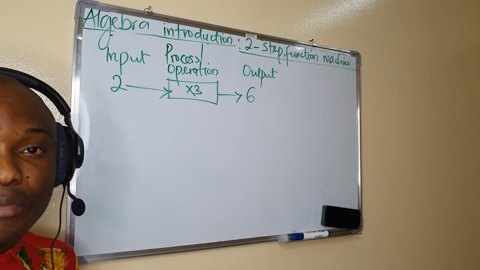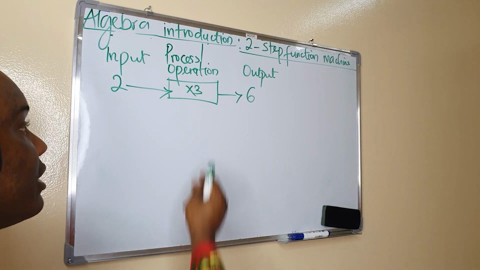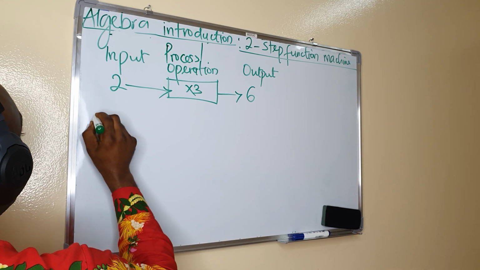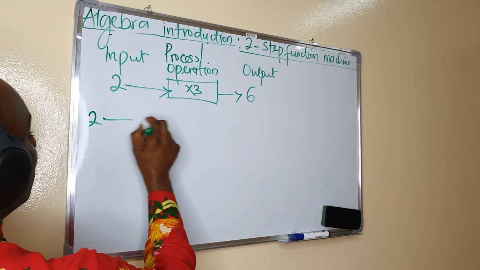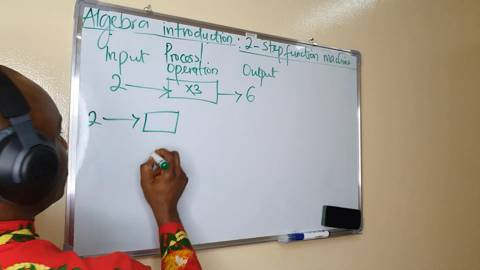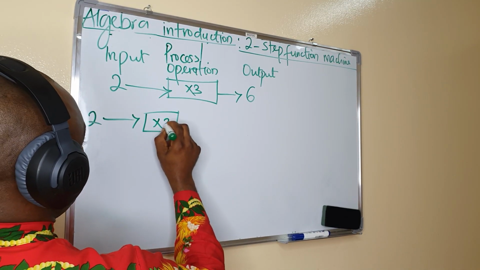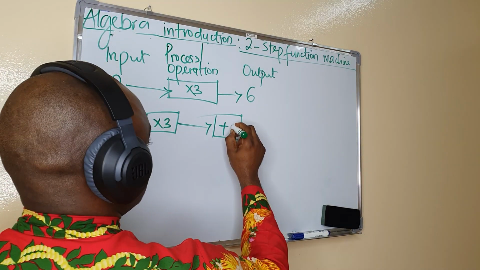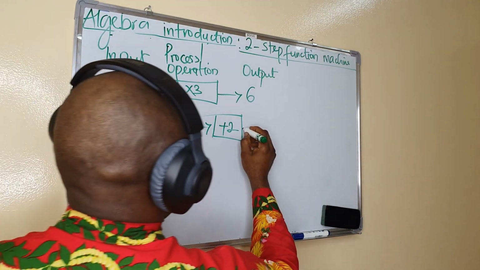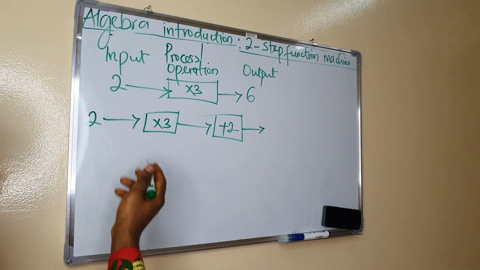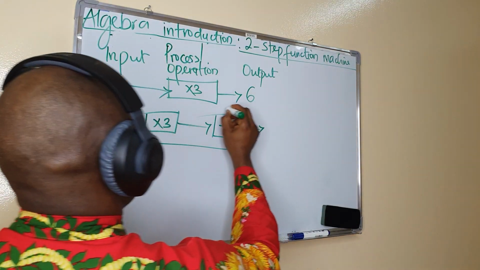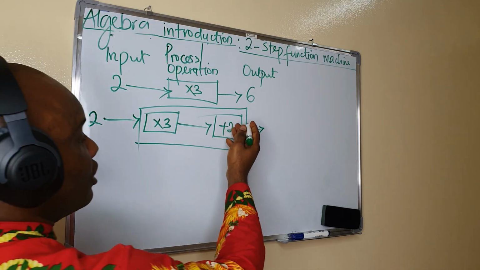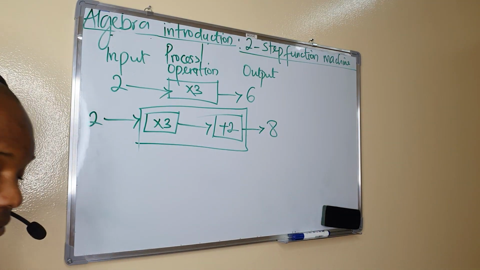But in a two-step function machine, it's a bit different. It is different because instead of just multiplying by 3, you might see operations of this nature. The input is 2, and then you get to a process where you have times 3. And instead of yielding the output, you have another process involved, which is, let's give an example, plus 2, before you can now generate your output. This is a good example of a two-step function machine. So 2 times 3 is going to give you 6. 6 add 2 gives you the output 8.